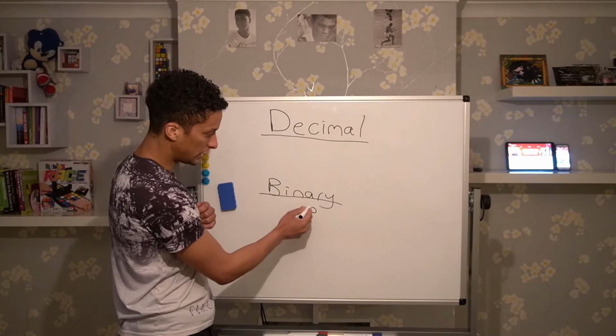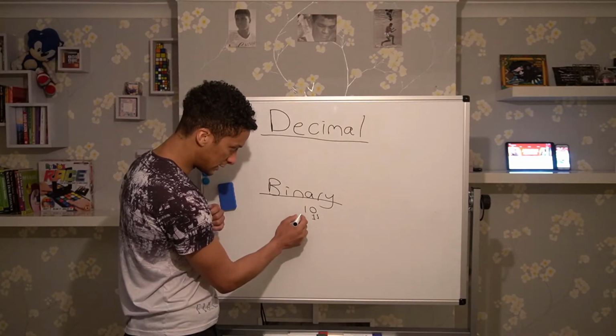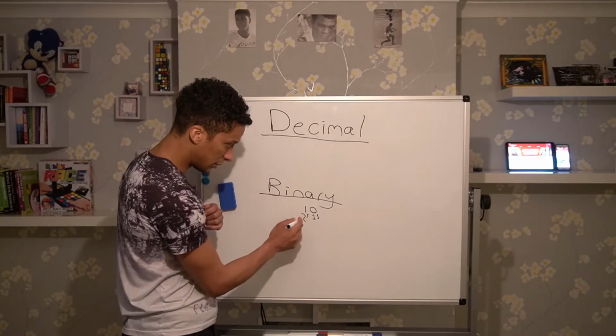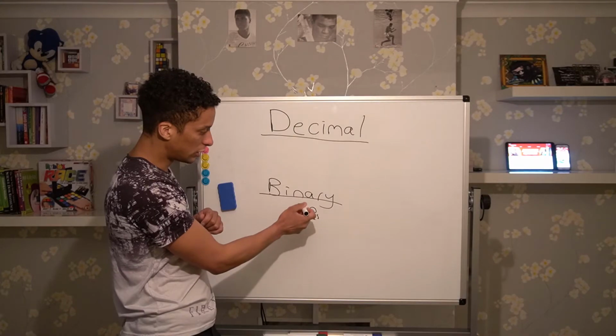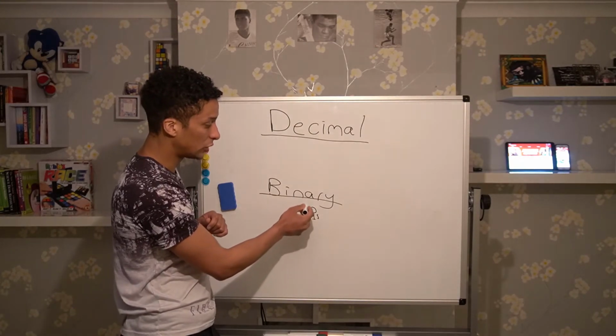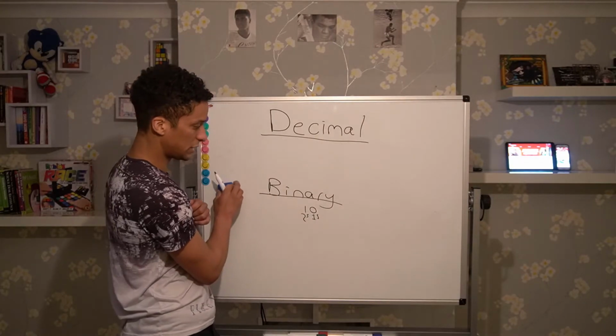Okay, so this is the 1's column, and this is the 2's column. Because there's only 2 different digits, it doubles each time. So each column is 2 times the column to its right.